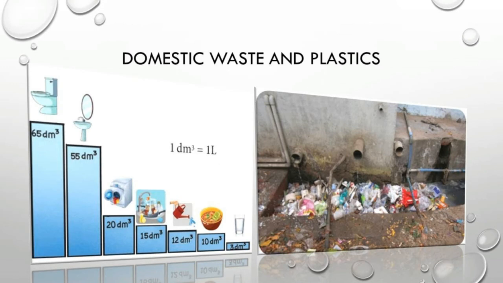Domestic waste and plastics. Solid waste including plastics is disposed of or ends up in water bodies such as lakes, rivers and the ocean. Plastic blocks drains, spreading vector-borne diseases such as malaria and dengue. Waste in water bodies negatively impacts aquatic life.